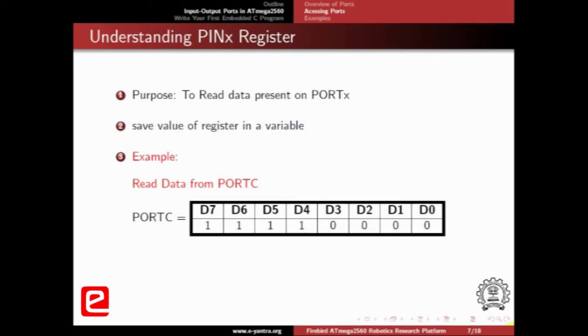So in this case, if we use say any variable x and we use x is equals to PINC, so it will give us an output x is equals to 0xF0. So here F reads the status of the switch as 4 switches are pressed from D4 to D7. So we are getting a logic high on those pins, and switches on D0 to D3 are not pressed, so we are getting a status as 0.